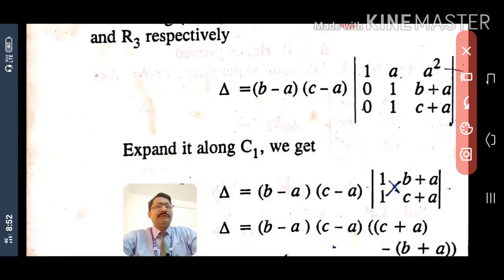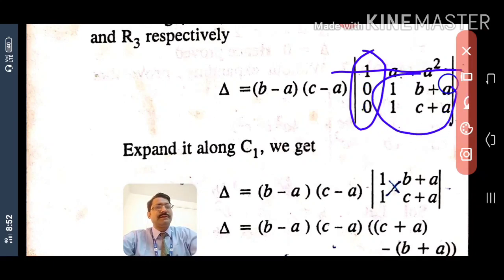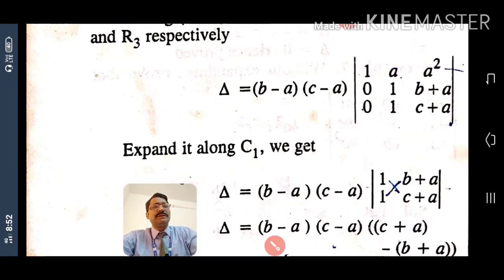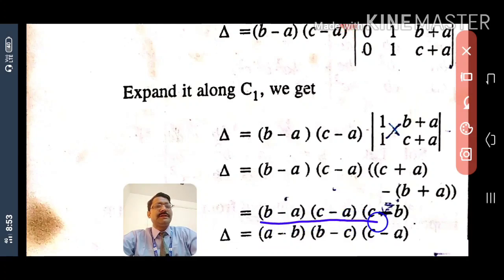You will expand along C1. Here in C1 only one element is 1 and the others are 0, so you can expand by that 1. What are the remaining elements? These are the remaining elements, so you write b minus a as it is, c minus a, and you write the 2 by 2 determinant: 1, b plus a, 1, and c plus a. Now you cross multiply. When you cross multiply, look here what you get: c plus a minus bracket b plus a. Now you open this bracket, and a and a will cancel. Now what is the remaining portion? You get b minus a, c minus a, and c minus b.